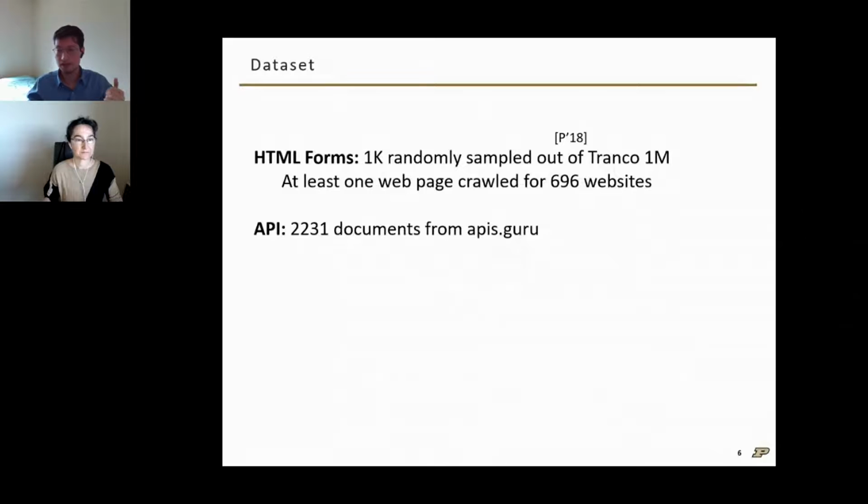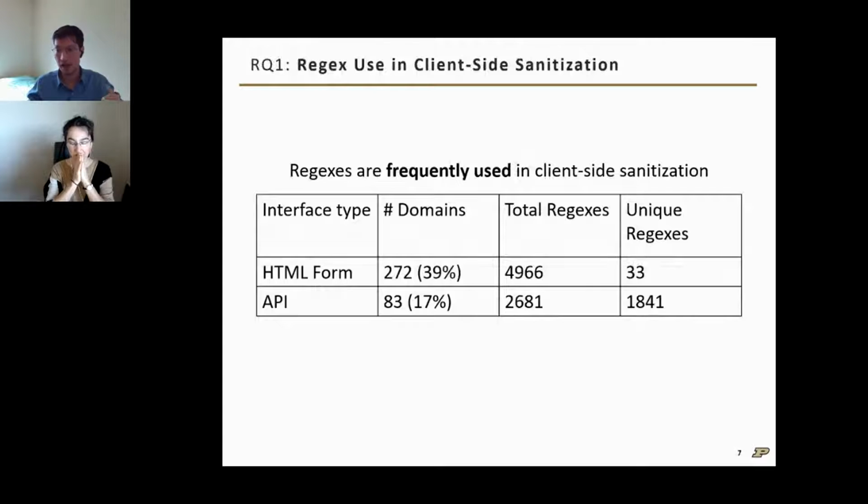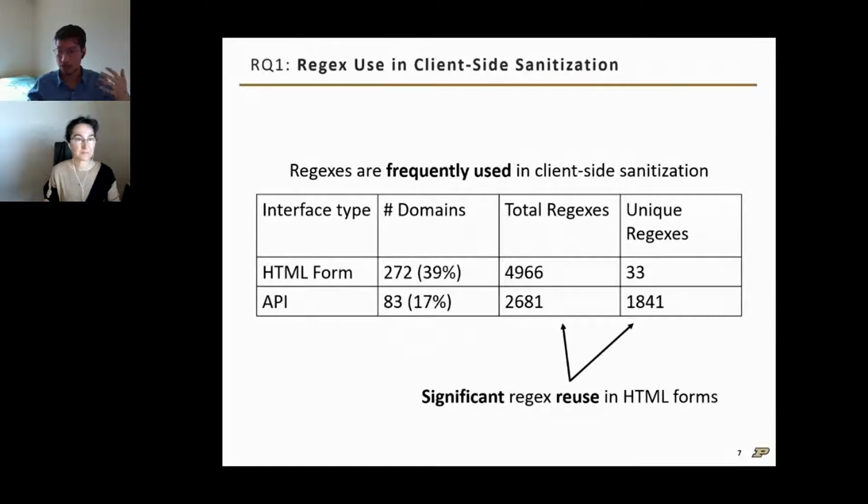For HTML forms, we randomly sampled 1,000 websites off Tranco 1 million, and for APIs, we collected all of the documents on apis.guru, which is an online API specification directory. So starting off with this data set, we first find the proportion of web services with at least one regex in either their HTML forms or API specifications. And we find that regexes are frequently used in client-side sanitization for both interface types. We also found that in HTML forms, there was significant regex reuse. We found 5,000 regex uses in total, but only 33 of them were distinct.